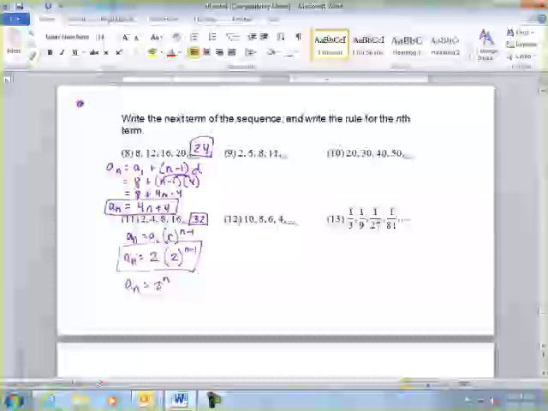Okay, so most of you will probably have the form that's boxed in, but it could be written the other way as well.